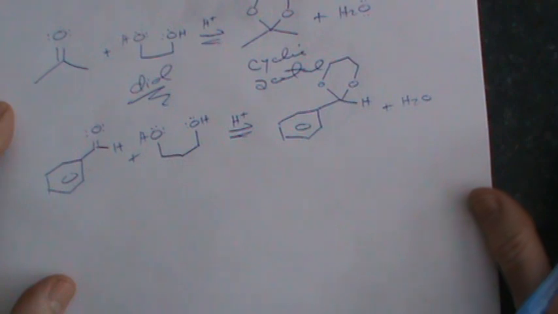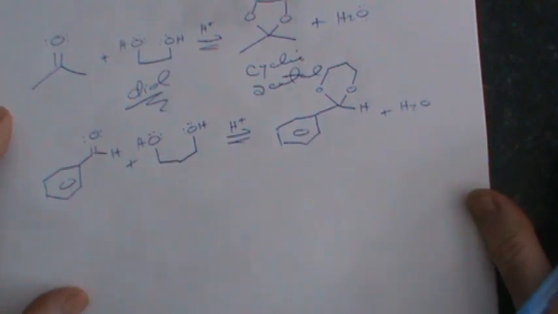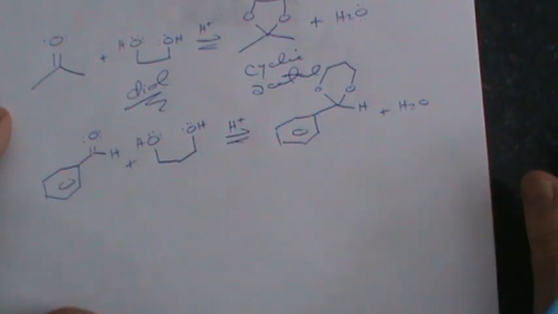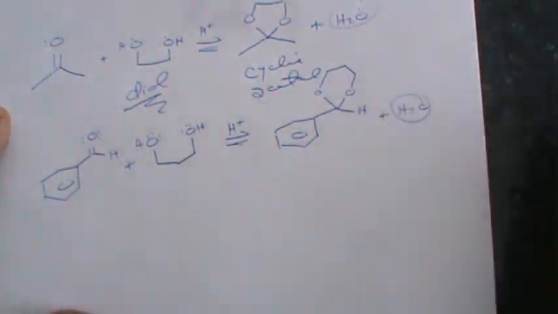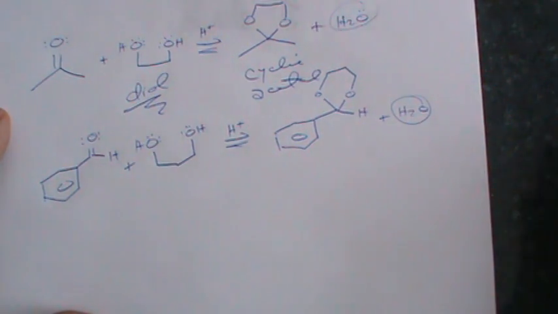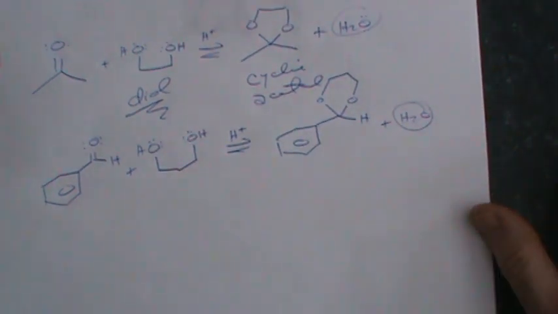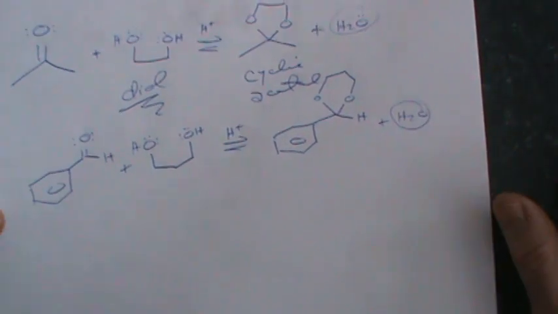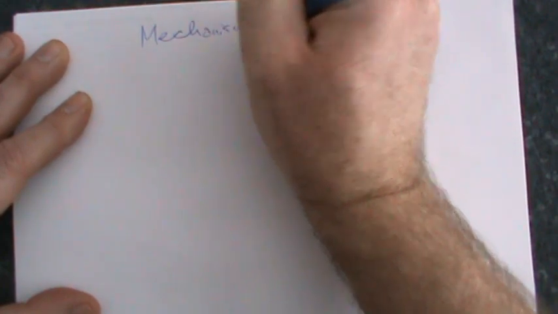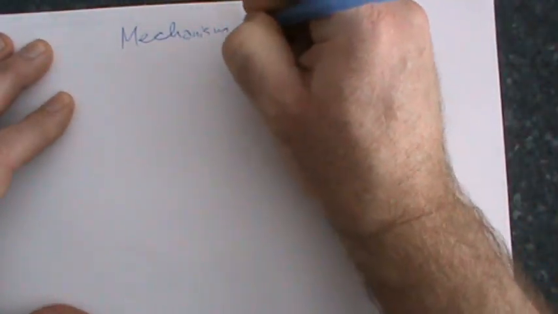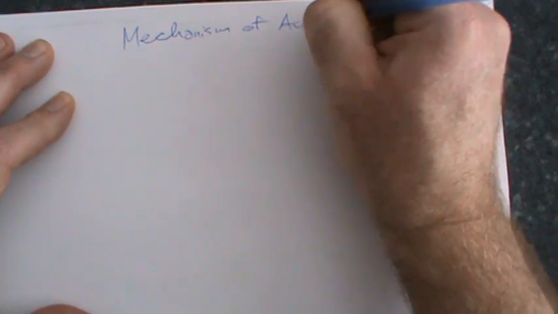So whether it's a regular acetal or a cyclic acetal, we can run these reactions quite effectively, and because we can manage the water concentrations, we can make high concentrations of these acetals, the cyclic acetals as well as the regular acetals. All right, let's look at the mechanism. So, mechanism of acetal formation.